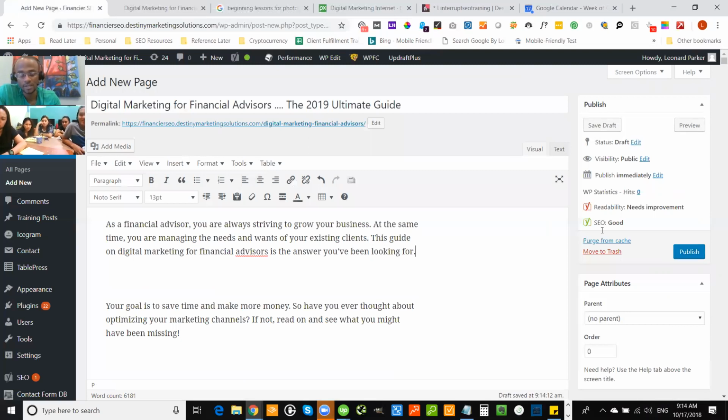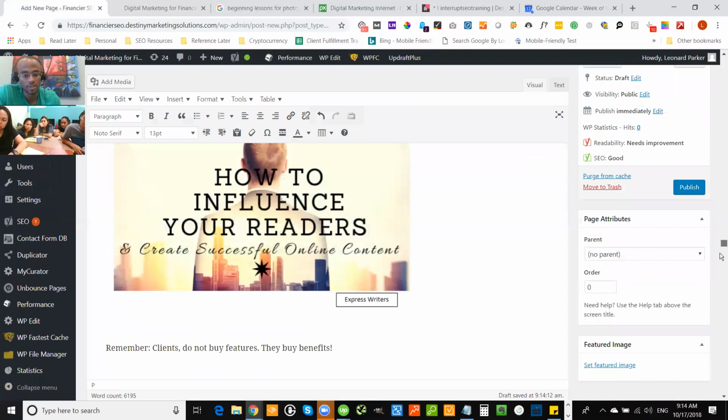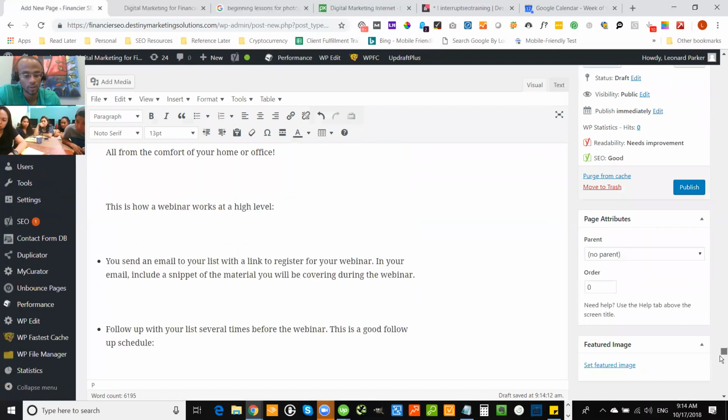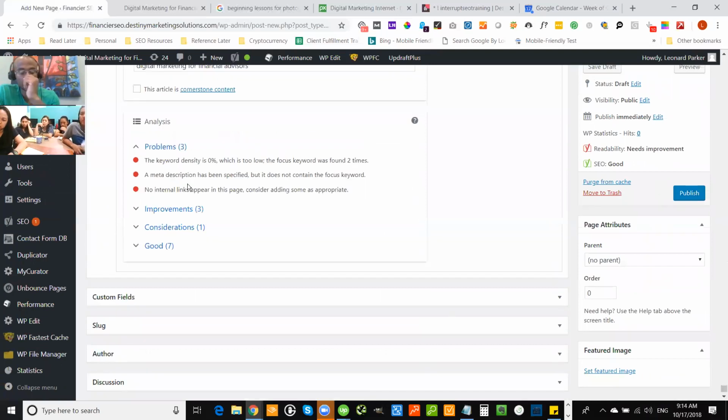Now, if anyone was paying attention, over here on the right-hand side, this went from okay to good. So just by making that change, adding digital marketing for financial advisors, we were able to improve the Yoast SEO score for this page. But just for demonstration purposes, I want to go through these other points too. So the keyword density is 0%, which is too low. The focus keyword was found 2 times.